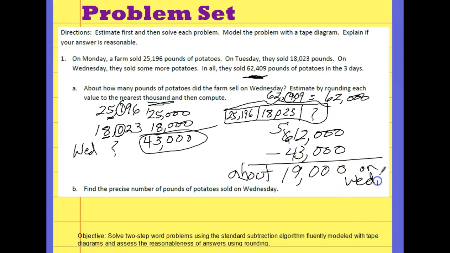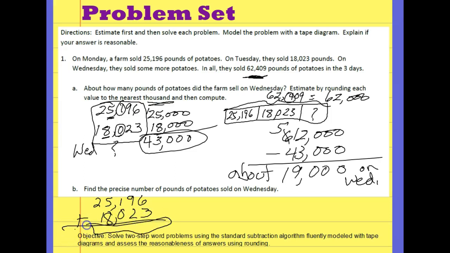On Wednesday. Alright, so then what you're going to do then is take these actual numbers, 25,196 plus 18,023, and then take your answer and subtract it from 62,409. So add this and then subtract it here, and that's your answer for Wednesday, your actual amount. Skip C.